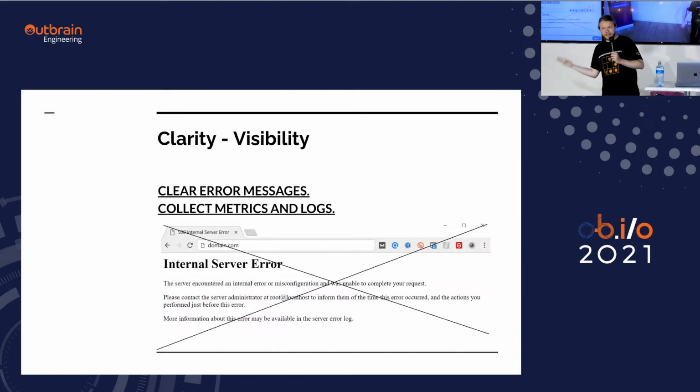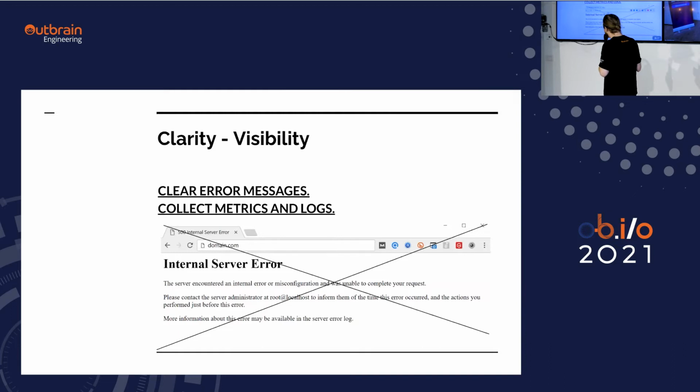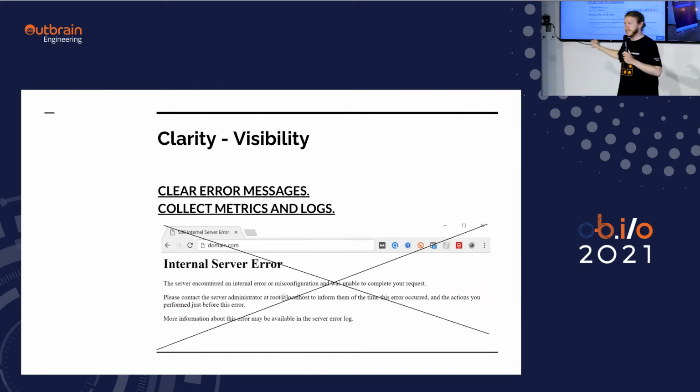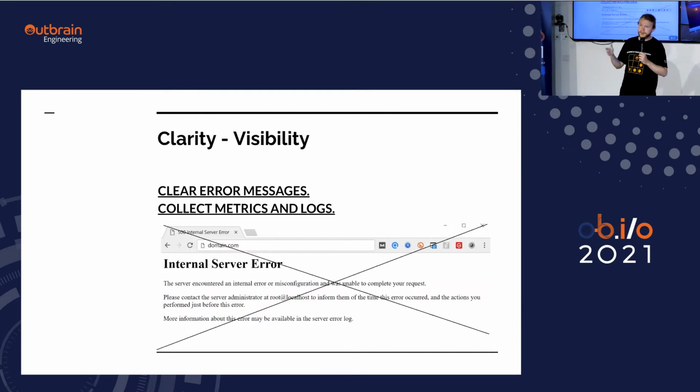So there's nothing, again, much to say about visibility. For me, it's mainly 2 things. Have clear error messages and collect metrics and logs. That's all. This is one of the most annoying errors I ever saw. So, 500 internal server error. Yes, for public-facing APIs, that's the correct error. You don't want to share the internal details of your service.